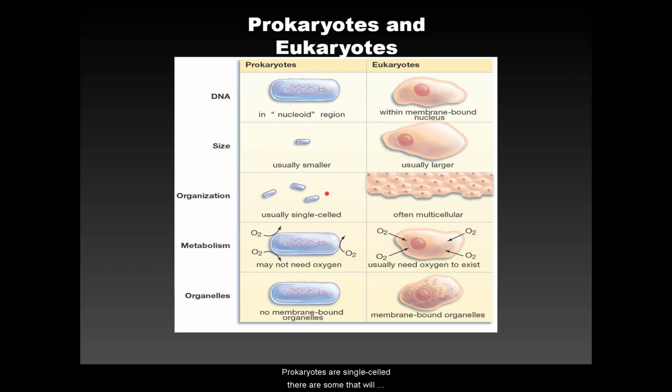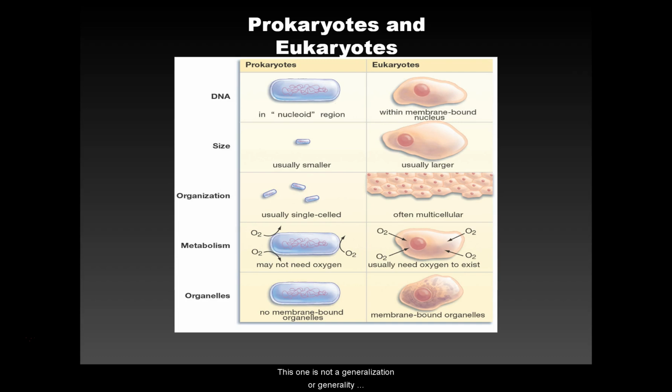Prokaryotes are single-celled. There are some that will cluster together and do things like that, but generally prokaryotes are single-cellular. Eukaryotes are often multicellular, although eukaryotes can be single-cellular as well. Prokaryotes may or may not need oxygen, but if you see something that doesn't need oxygen, it's more likely to be a prokaryote. And whereas eukaryotes, you typically need oxygen to survive. This is not always the case, as with many things in biology. This is just kind of a generality. But most of the time, prokaryotes don't need oxygen and eukaryotes do.